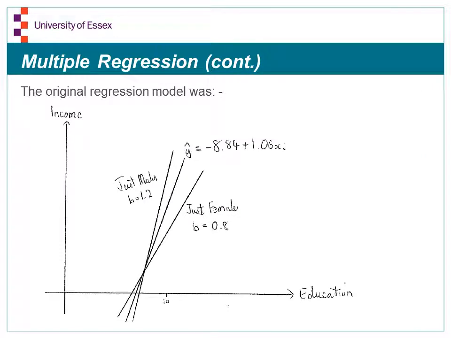So we can look at the original model, which is supposed to be this line down the middle here where y hat is minus 8.84 plus 1.06 xi, and I can similarly calculate a regression line where I look at just the females, and a regression line where I look at just the males as well. My b value for my original line was 1.06, and I'm claiming that if I look at just the females it is 0.8, and for just the males it's 1.12, sorry, or it's 1.2. So we're going to have a quick look at where those figures have come from.